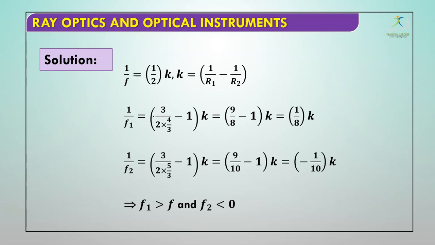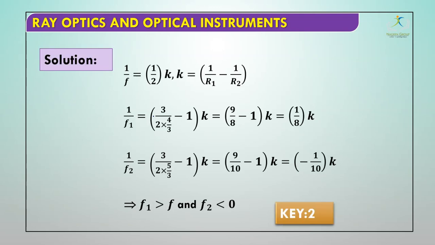So here, as you can see students, the values of 1 by f1 and 1 by f2 differ, and f1 is greater than f and f2 is less than 0. So according to that, the correct option is option C.